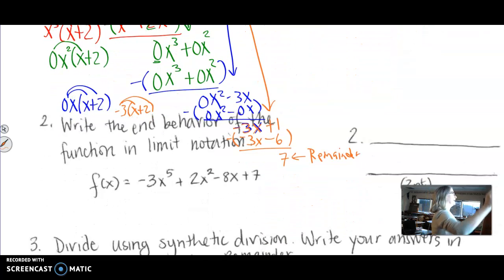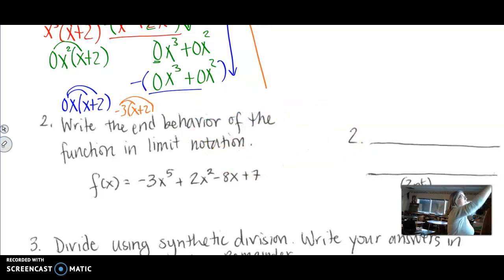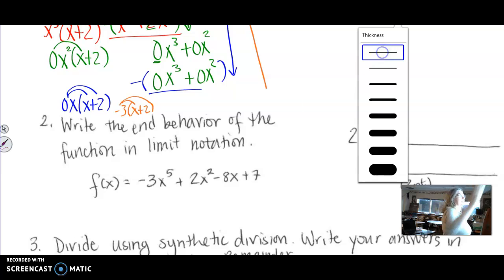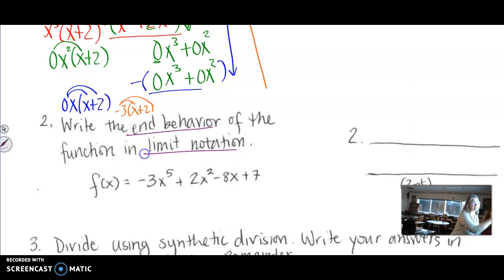Number 2 is definitely something we covered last week sometime. This is end behavior of a polynomial. And what you need to look for when you're talking about end behavior, and we want to write that in limit notation, is the degree of the polynomial and the lead coefficient. The degree of this polynomial is the term that has the highest power, and this is in descending order, so it's going to be that first term.